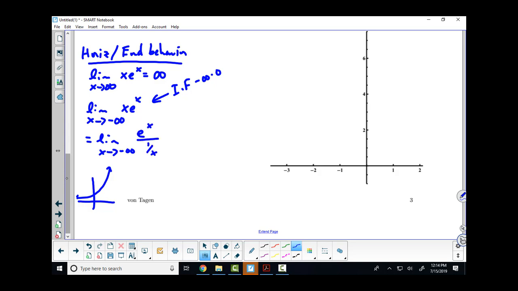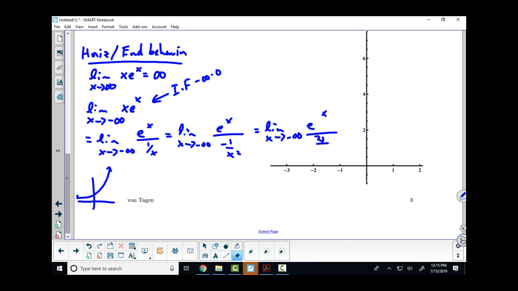So now we apply L'Hopital's rule, and what do we get? We get the limit as x approaches negative infinity of e to the x over minus 1 over x squared. Which gives us indeterminate form 0 over 0. We apply L'Hopital's rule again. We get the limit as x approaches minus infinity of e to the x over 2 over x cubed. Are we getting anywhere, folks? No, we're not getting anywhere.